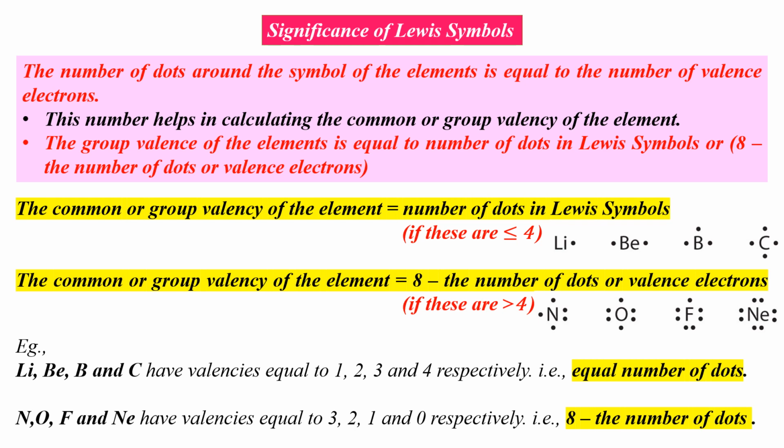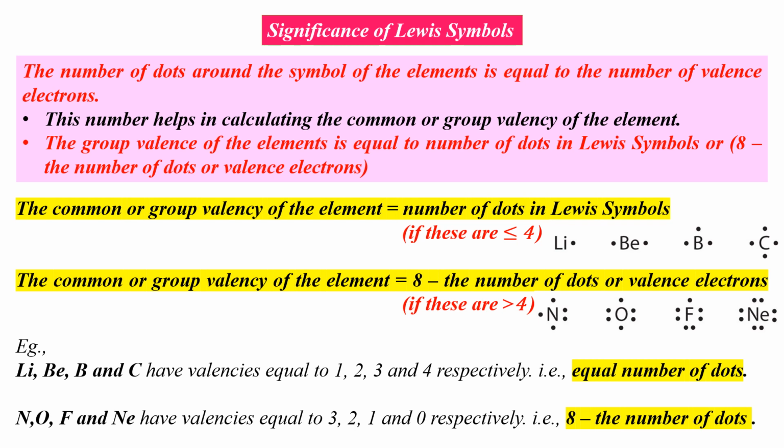It would be equal to the number of dots present in the Lewis symbol of lithium. How many dots are there in the Lewis symbol of lithium? It is equal to 1. Okay, so the common valency preferred by lithium would be equal to 1.